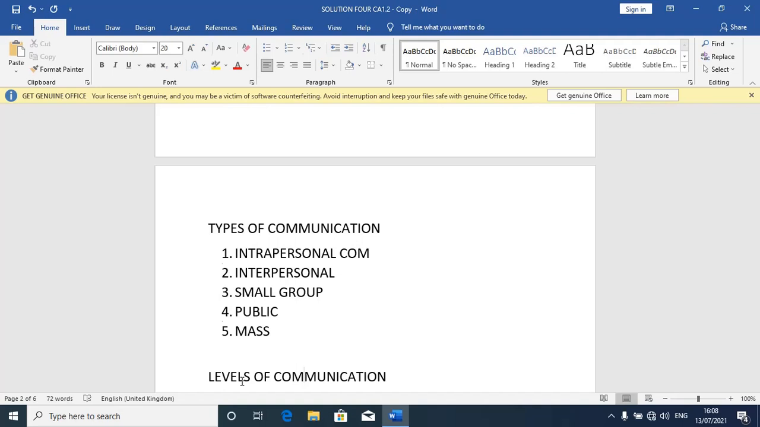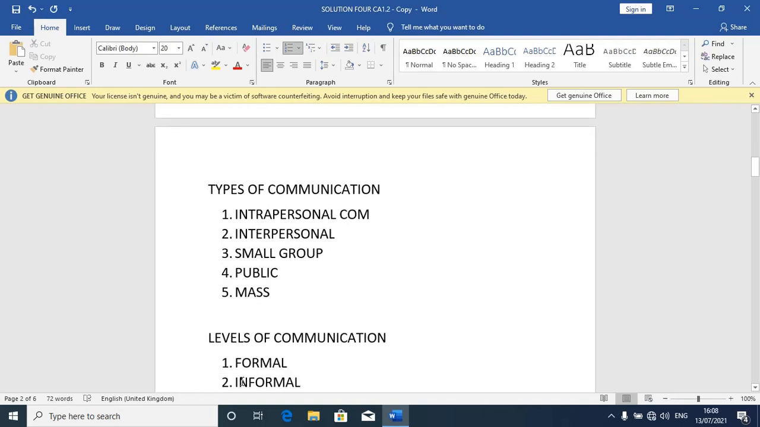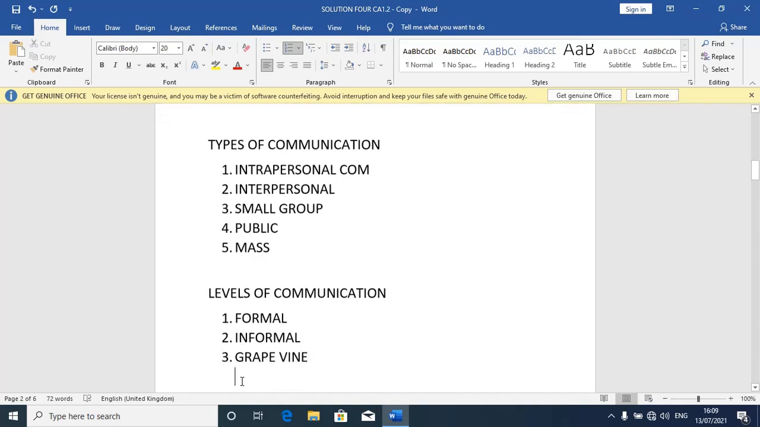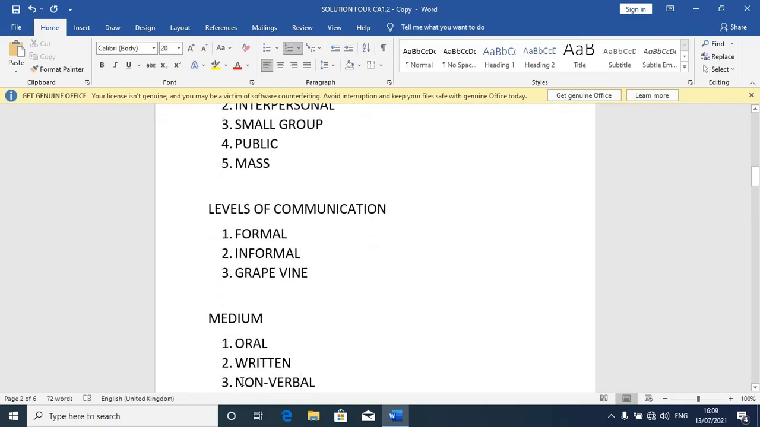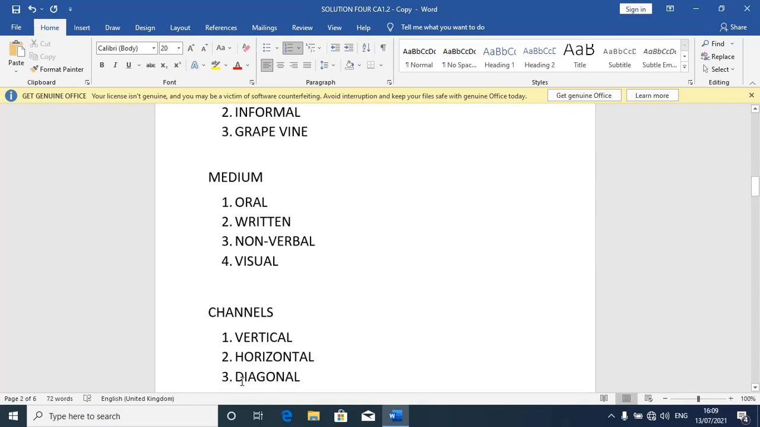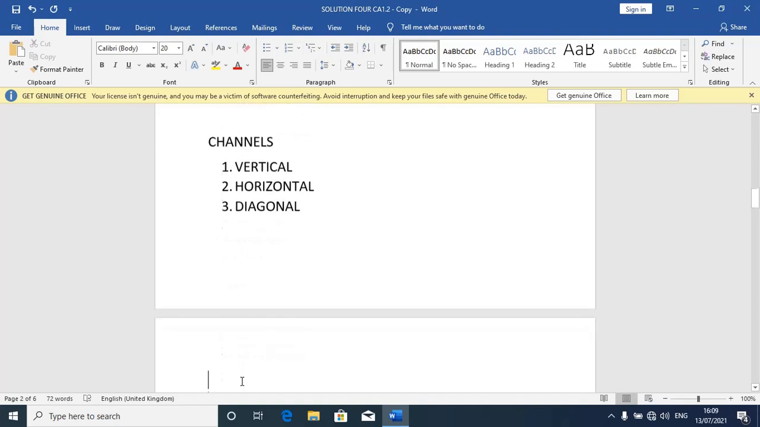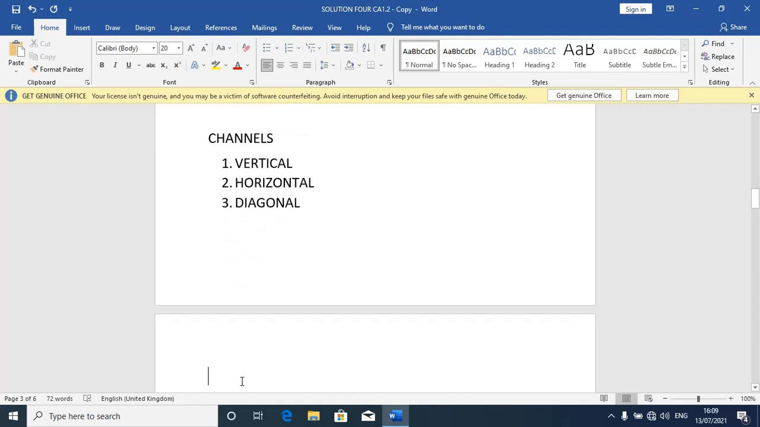In mass communication, the audience is undefined. We've also talked about the levels of communication: formal, informal, and the grapevine that takes place within every organization. Then the medium of communication, which is simply methods of communication: oral, written, non-verbal, or visual. And finally, the channels of communication, the route that the communication takes. It could be vertical upwards or downwards, horizontal between colleagues, or diagonal across departments, upwards or downwards.